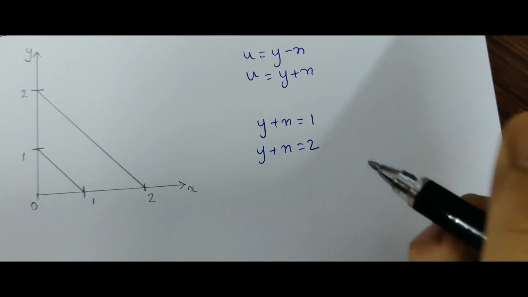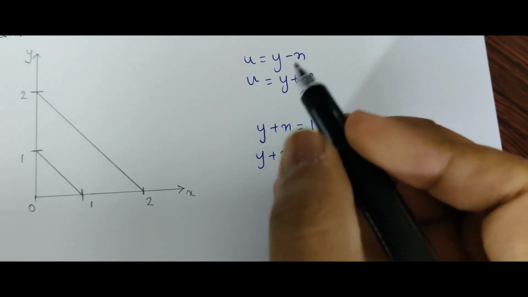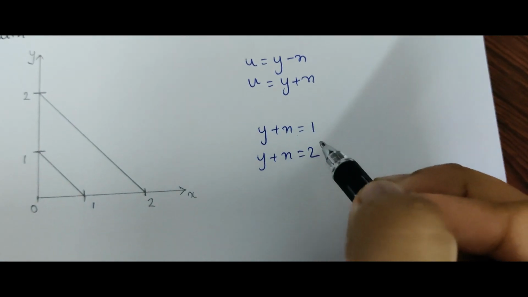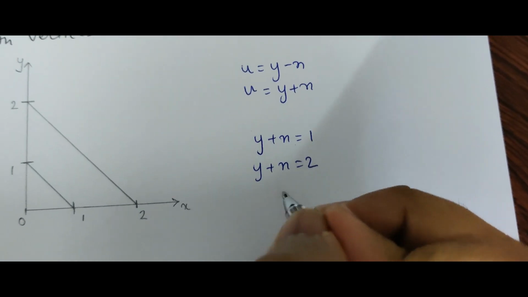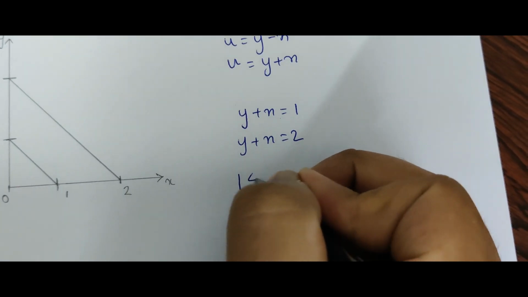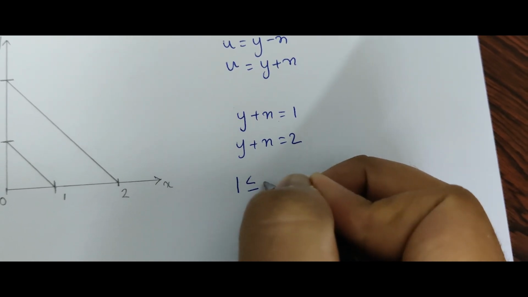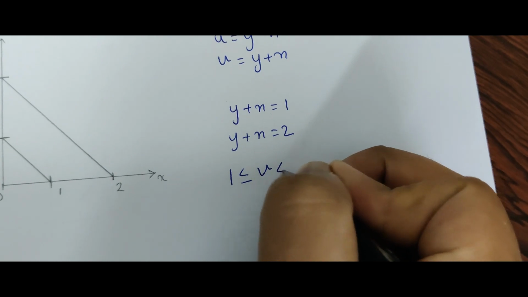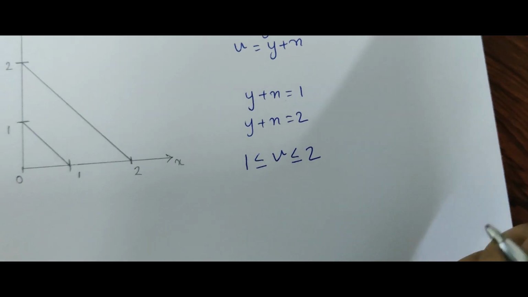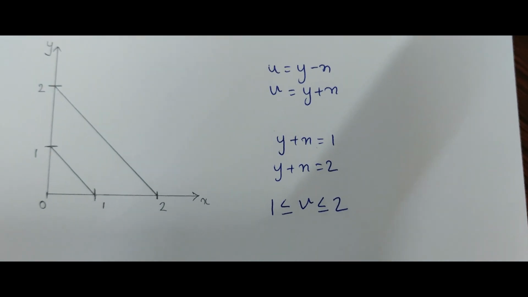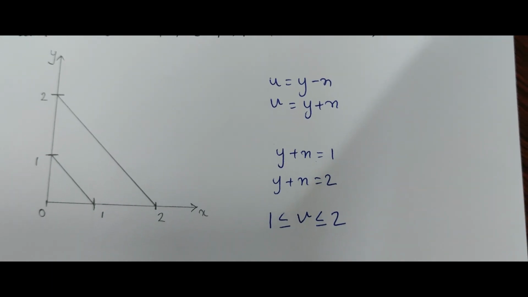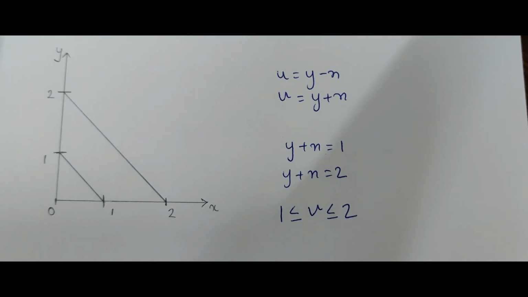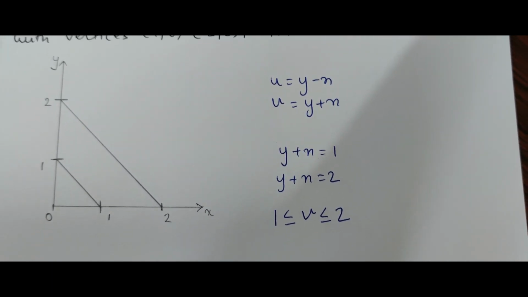We see that y plus x is v. So from this you can see that the limits for v are: v is greater than or equal to 1, and lower than or equal to 2. This was the easy part. However, the next part, where we have to find the limits of u, will be a bit more difficult.